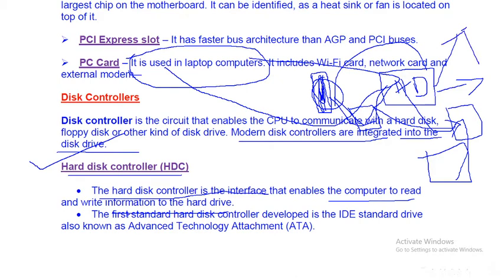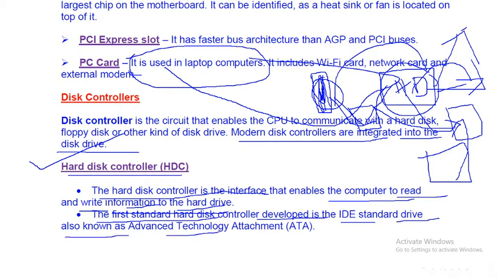Read and write information: read means accepting and write means displaying the information to the hard drive. If we want to access it further, we can access it. Both will be possible. The first standard hard disk controller was developed as the IDE standard drive, also known as Advanced Technology Attachment (ATA).